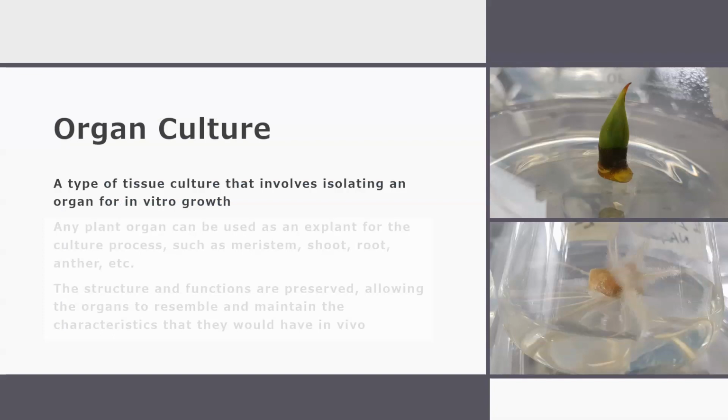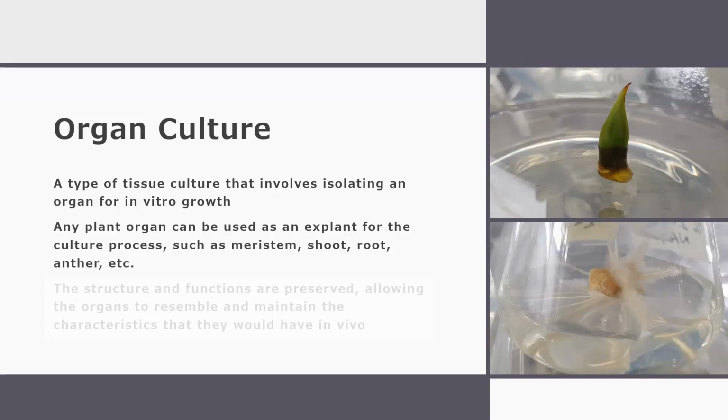Organ culture is a type of tissue culture that involves isolating an organ for in vitro growth. Different types can be established, such as meristem culture, shoot tip culture, root culture, anther culture, and so on. Often, any plant organ can be used as an explant for the culture process.